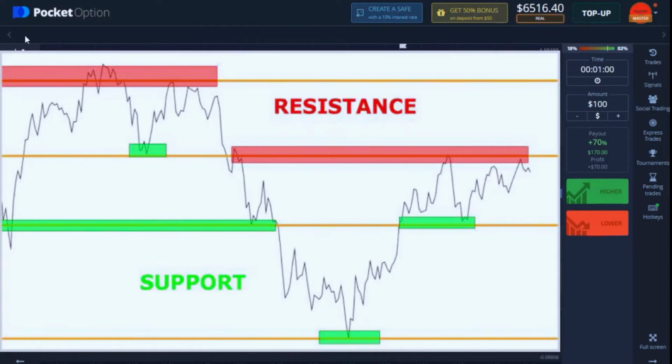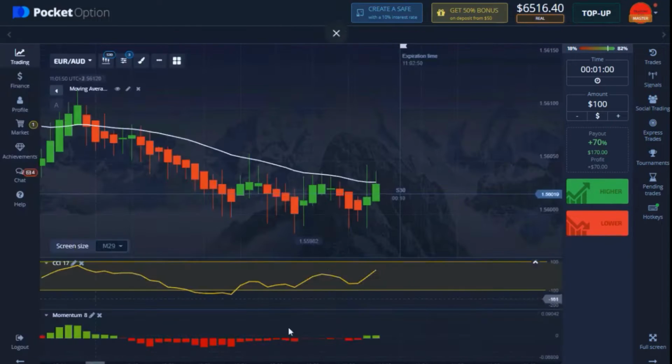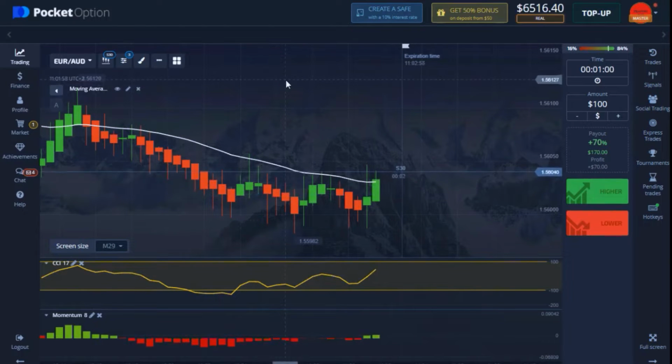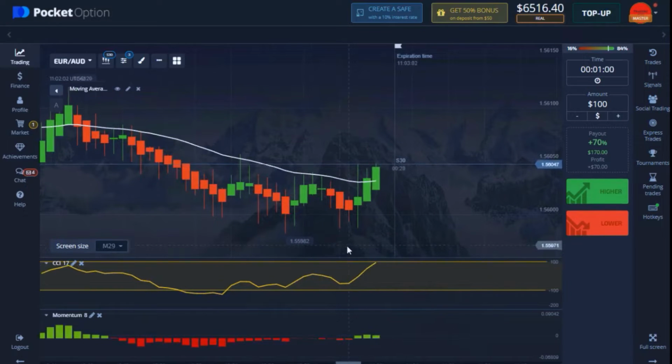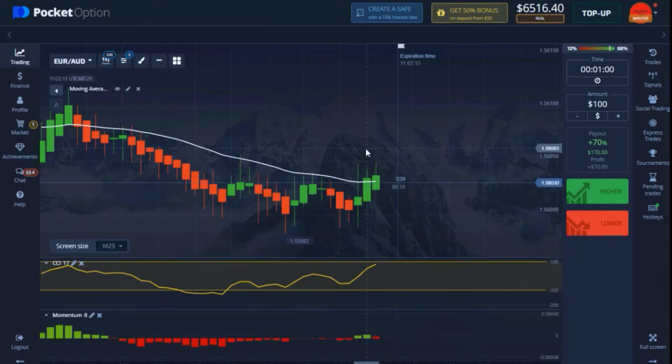So when we have our candle at the top of the chart, we refer to that as the resistance level. When we have it at the bottom of the chart, we call that a support level, and when we have it in the middle, we call it the middle chart. I'll be showing you the best moment to enter a trade at the resistance level, the support level, or in the middle.